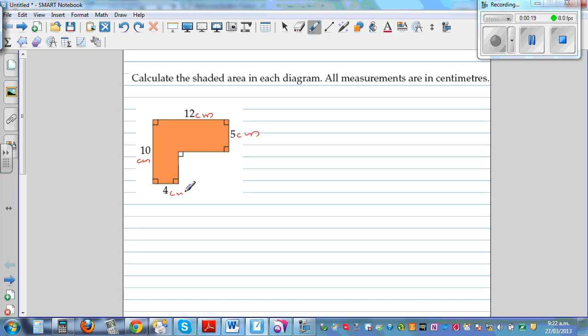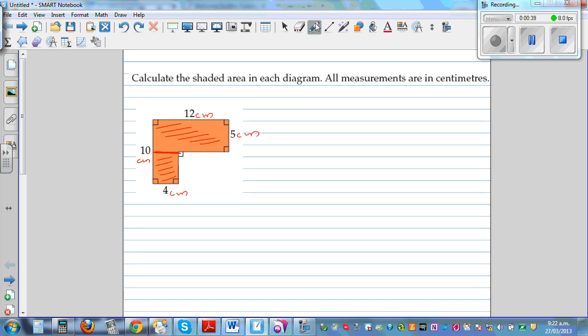You can do this in two different ways, but I'm going to do it in only one way. So I'm going to split this into two rectangles. I'm going to draw a line here, and I want to find the area of this rectangle and the area of this rectangle. So what can we do?